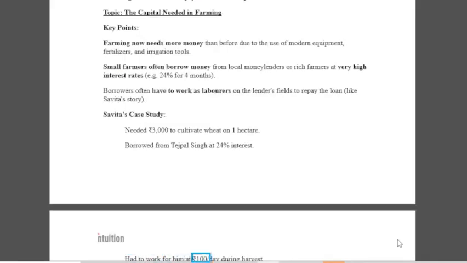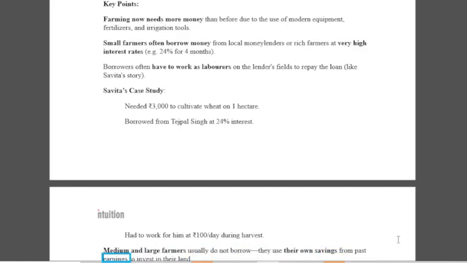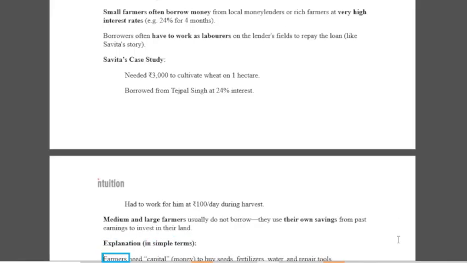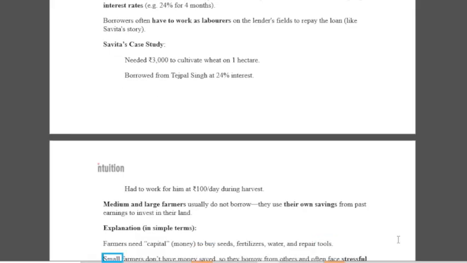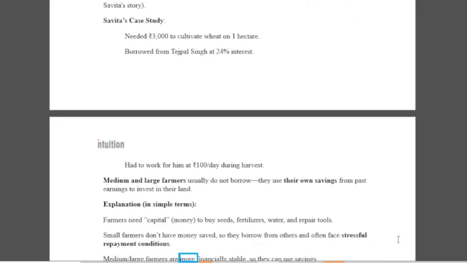had to work for him at ₹100 a day during harvest. Medium and large farmers usually do not borrow, they use their own savings from past earnings to invest in their land. Explanation: in simple terms, farmers need capital, money, to buy seeds, fertilizers, water, and repair tools. Small farmers don't have money saved, so they borrow from others and often face stressful repayment conditions. Medium-large farmers are more financially stable, so they can use savings.